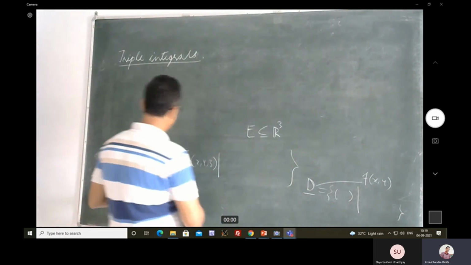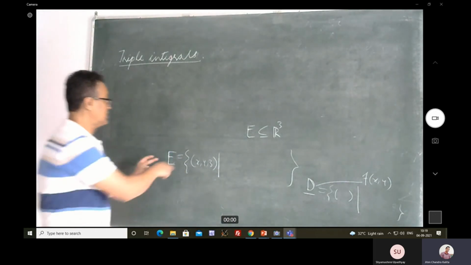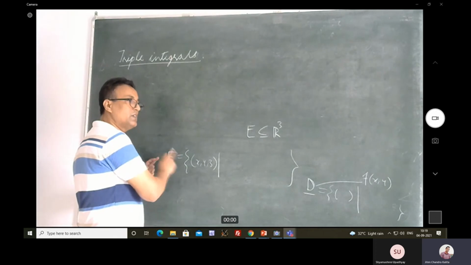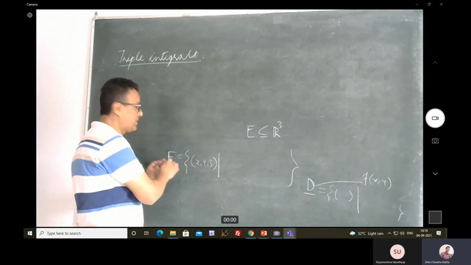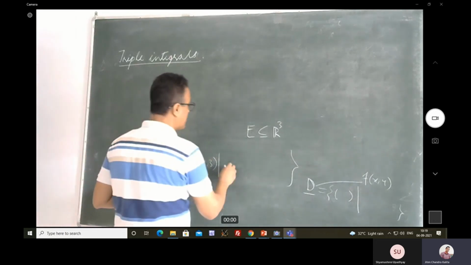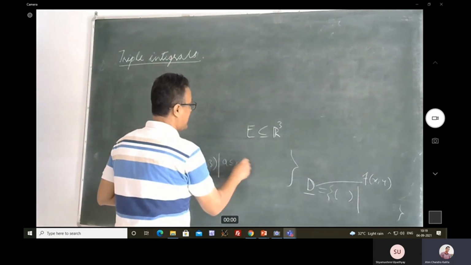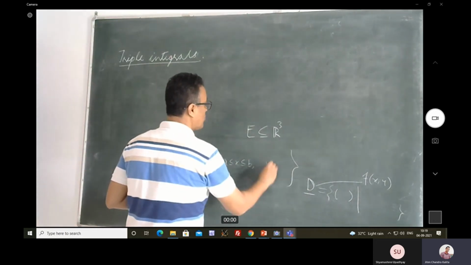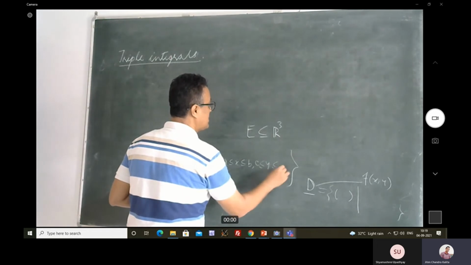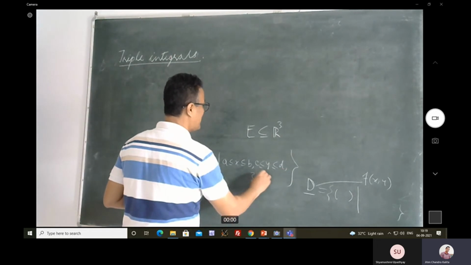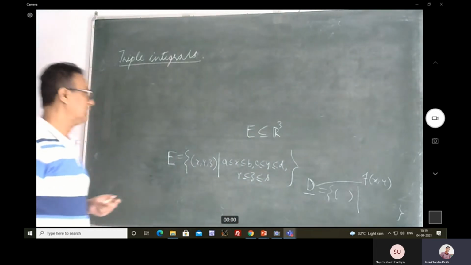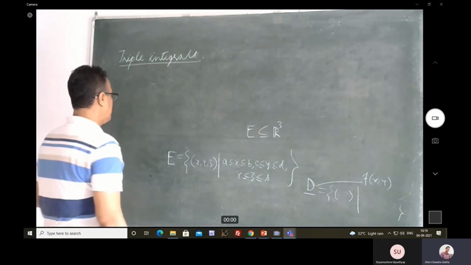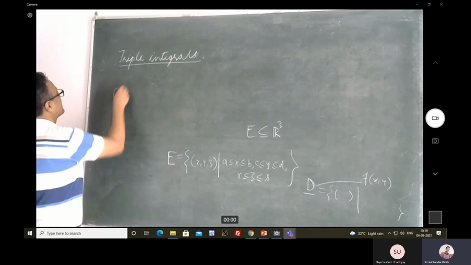So let us consider a region in three-dimensional space, which is nothing but a rectangular box, and it is defined simply by x lying between A and B, y lying between C and D, and say z lying between R and S. Okay, so then what is going to happen here?